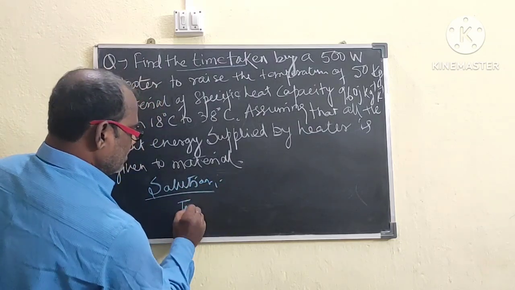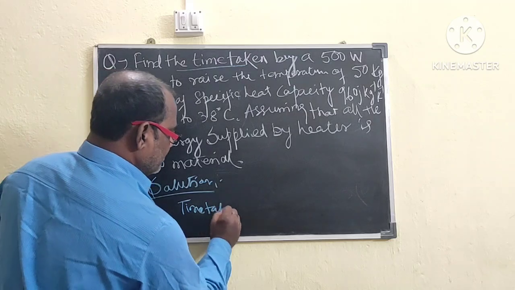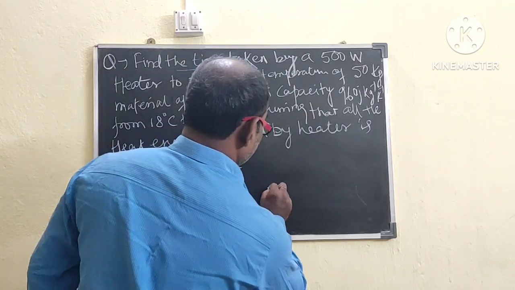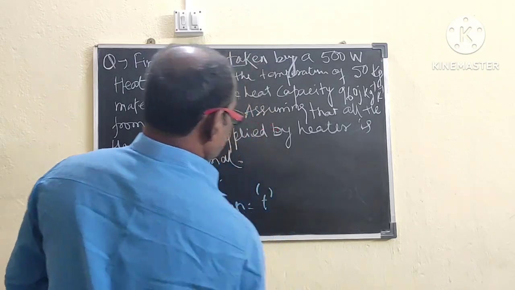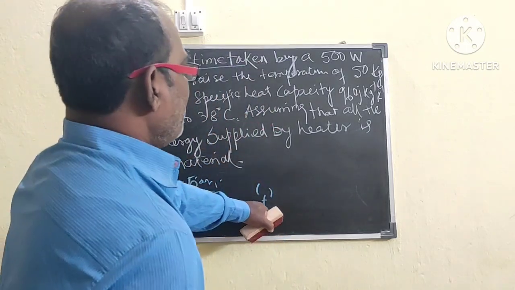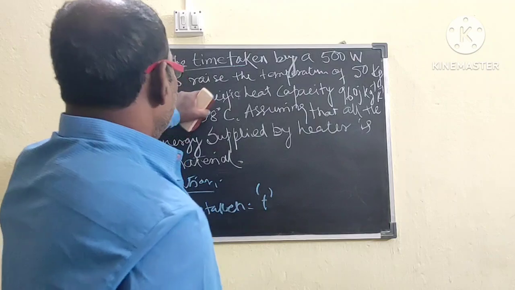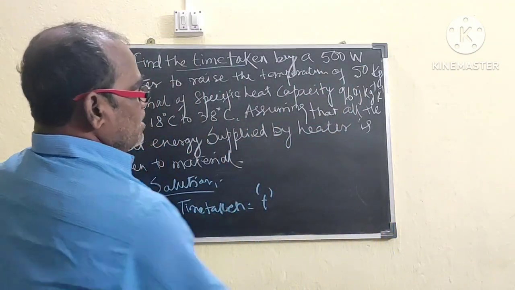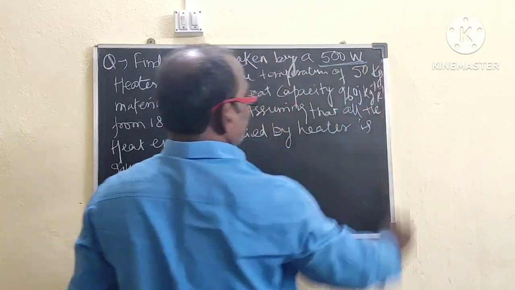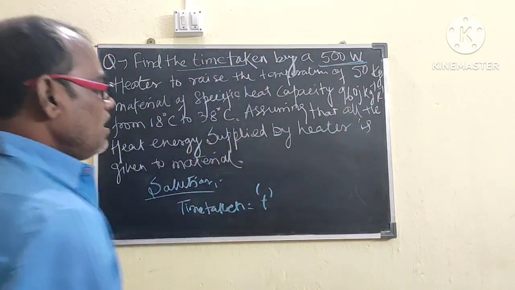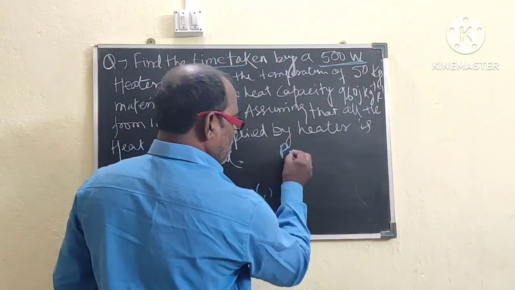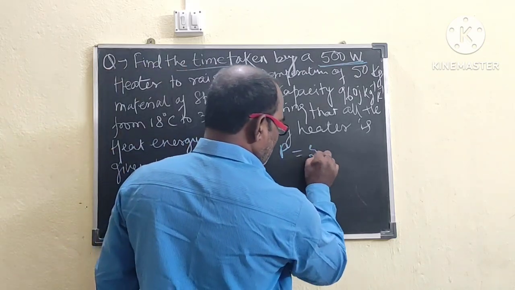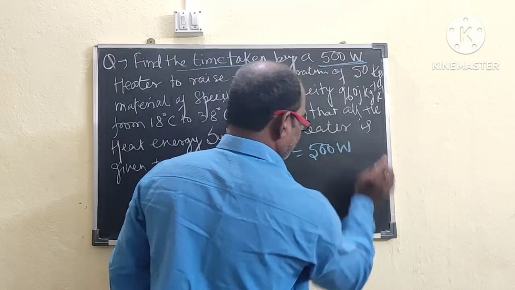So, time taken is equal to, suppose let us say, t or t seconds. Then they have said, by a 500 watt heater. So here I am underlining this 500 watt. What is this 500 watt? We can say it is power. So power, we are writing just the symbol here. Power is equal to 500 watt.